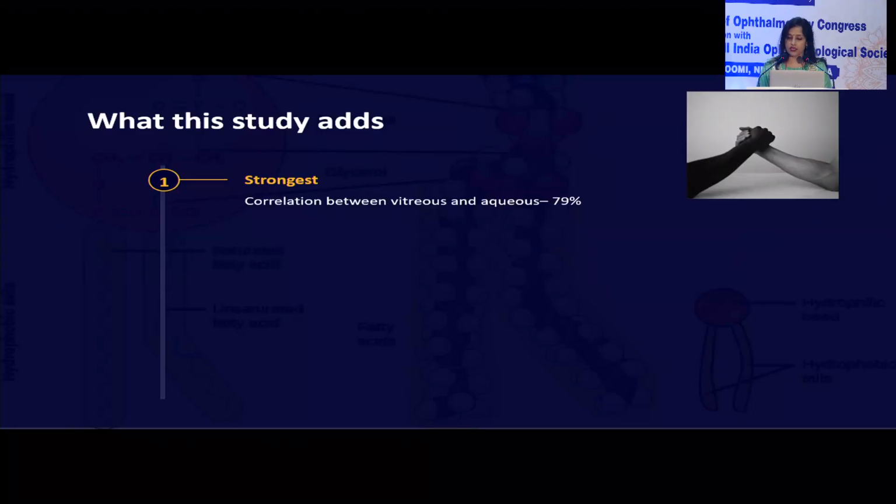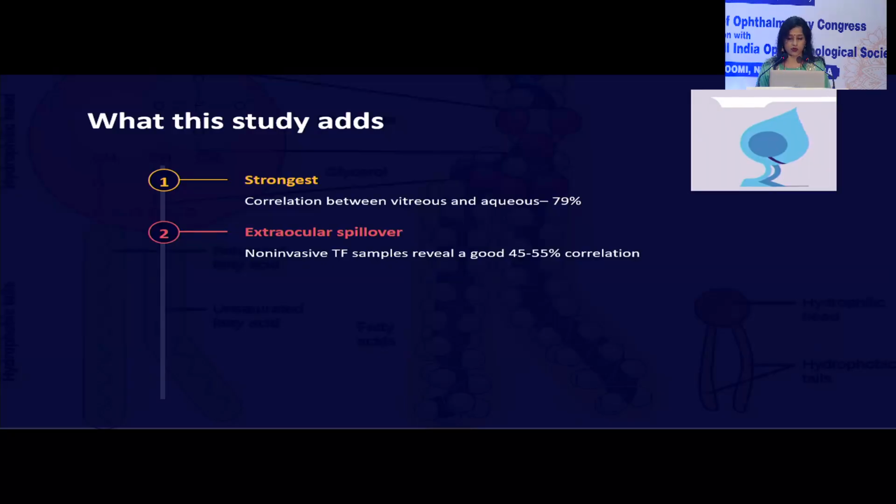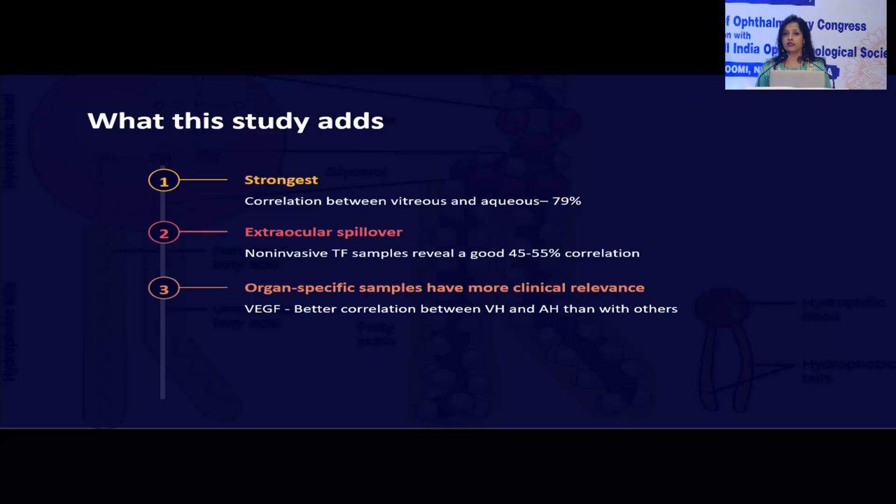We saw the strongest correlation between vitreous and the easy to acquire aqueous, and tears also gave us some hope with less invasive surrogate sampling. Organ specific sampling, like I mentioned before, seems to have more clinical relevance, and I think eventually we will be able to find samples besides the invasive vitreous sampling.